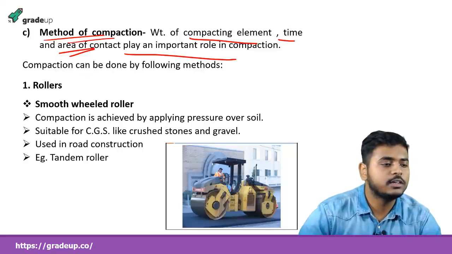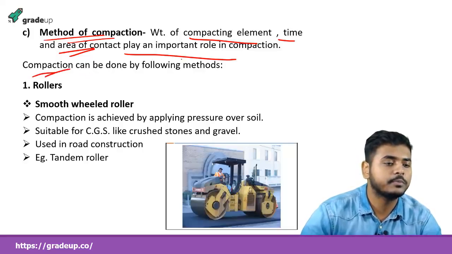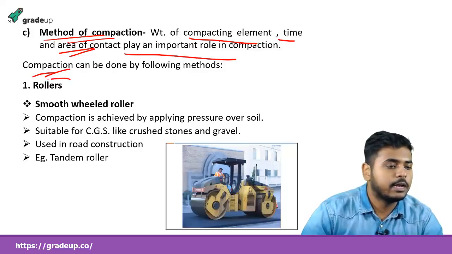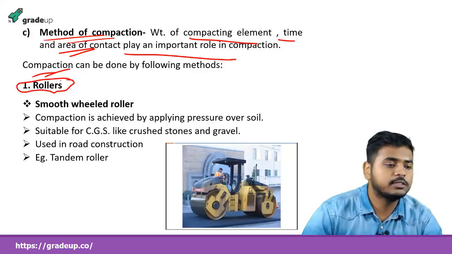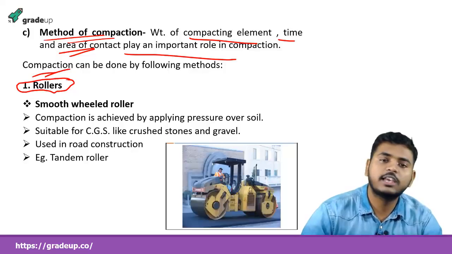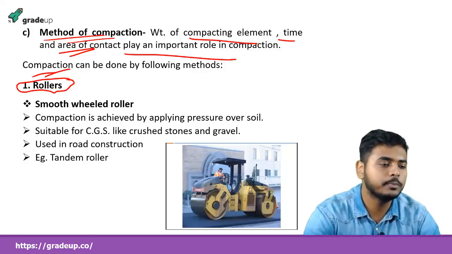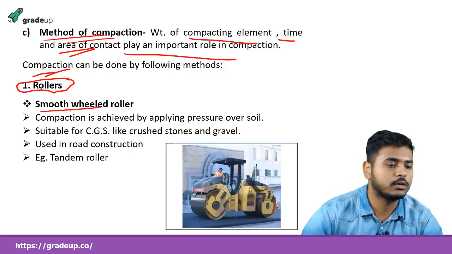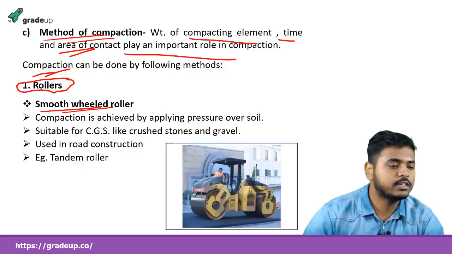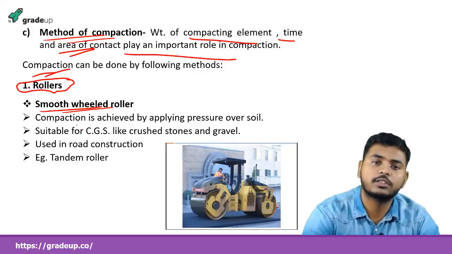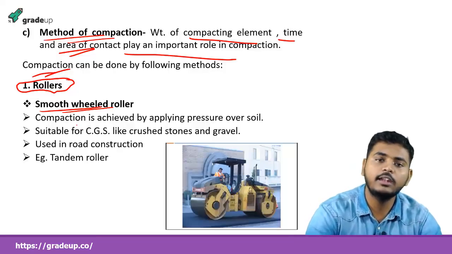Now let's see how compaction can be done in the field. The first method is by using rollers. Rollers, as you have seen, the road roller, is most common. It is a smooth wheeled roller. You can see in the video, the roller is smooth wheeled, and this is generally used in road construction activities. And this is suitable for coarse grained soil like gravel and crushed stones.